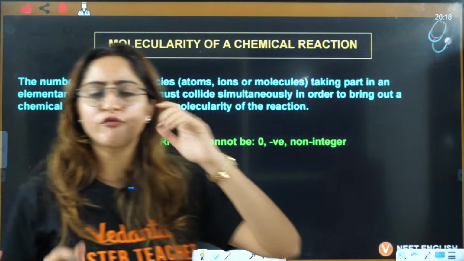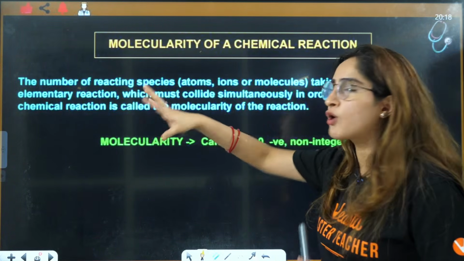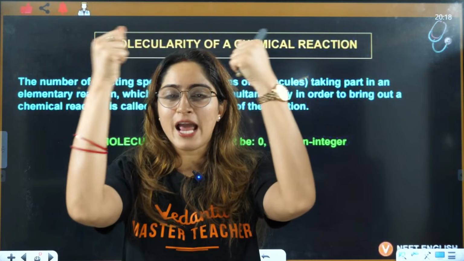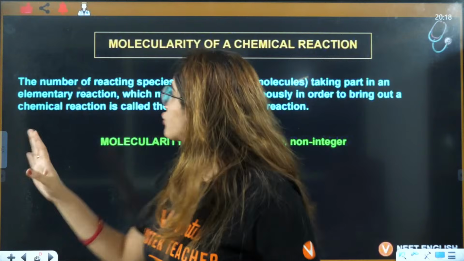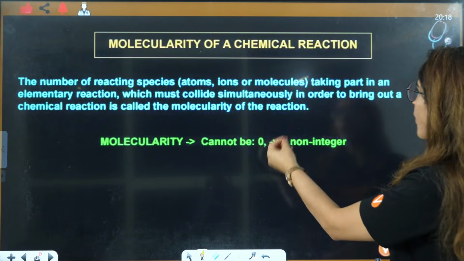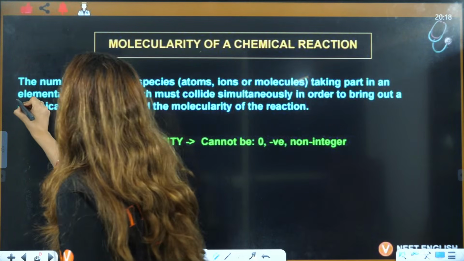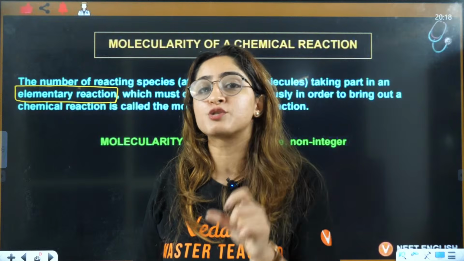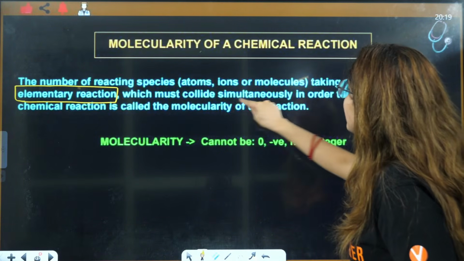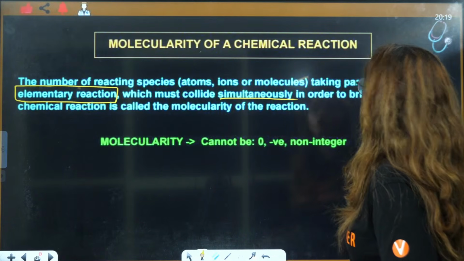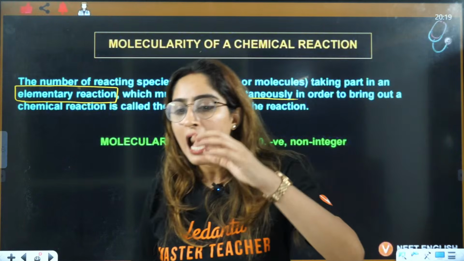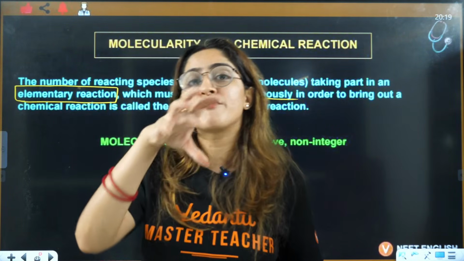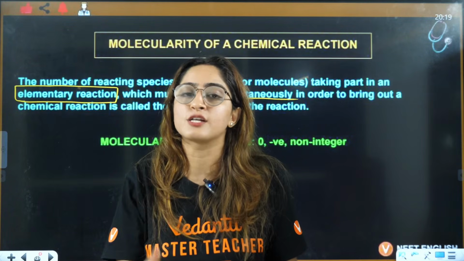Now, last topic of today is molecularity. This is a very simple thing. Molecularity is the number of reacting species, atoms, ions, molecules, that take part in an elementary reaction. And molecularity is only defined for an elementary reaction, not for a complex reaction. They must collide simultaneously to bring out a chemical reaction. We know that reactions happen because reactants collide with each other to make products. So the number of reacting species that collide to make products is called the molecularity.